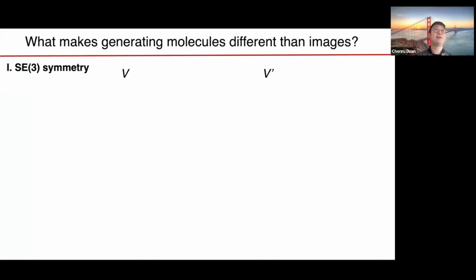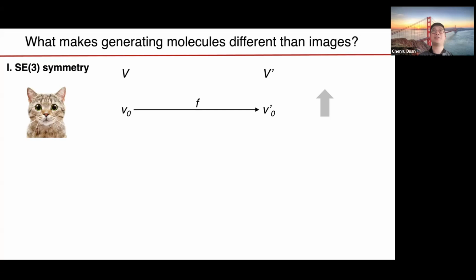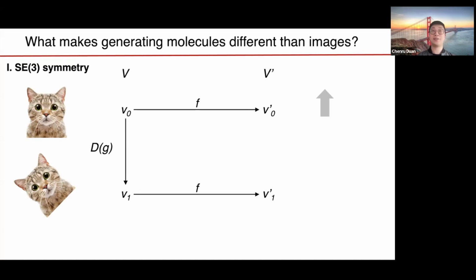Let's say that we have two spaces, where V is our original molecule space and V prime is the space after the network transformation. Here, I'm just using the cat to represent a molecule because it's cuter. We have this function f, which is usually learned through the process. And in the case that we have an SE3 operation, let's say D of g, we rotate the cat a little bit, and then we apply the same function f. The outcome, which is V1 prime, goes through the same transformation of D prime in the new space.